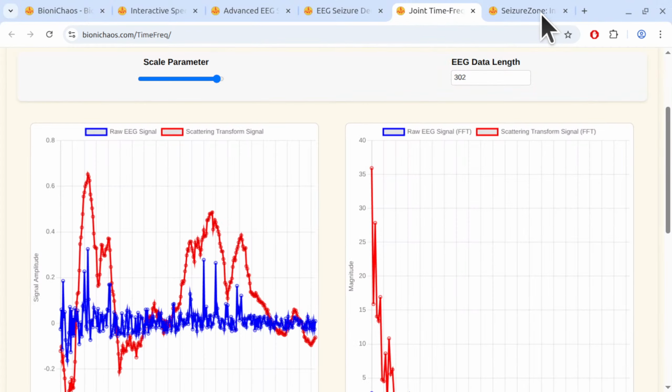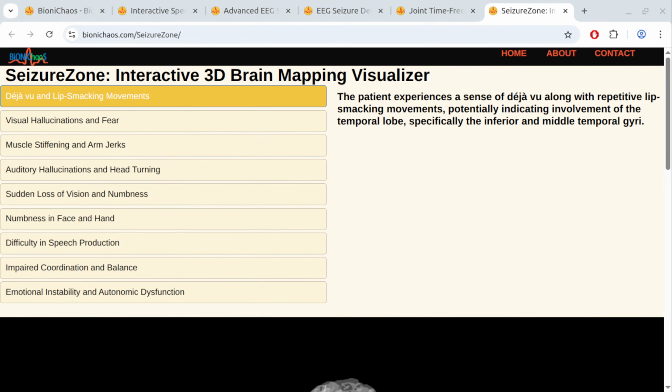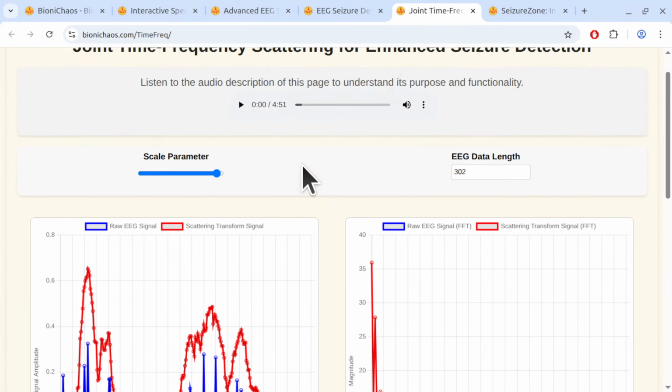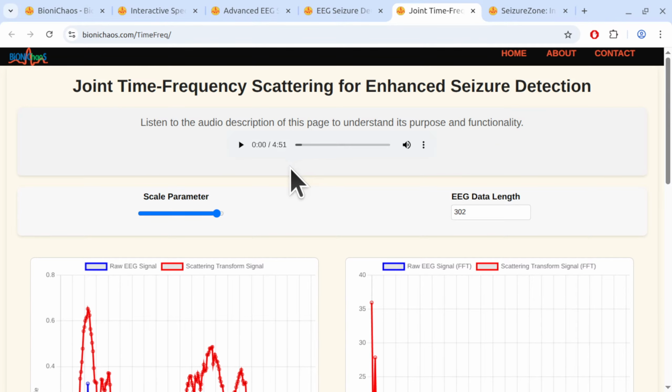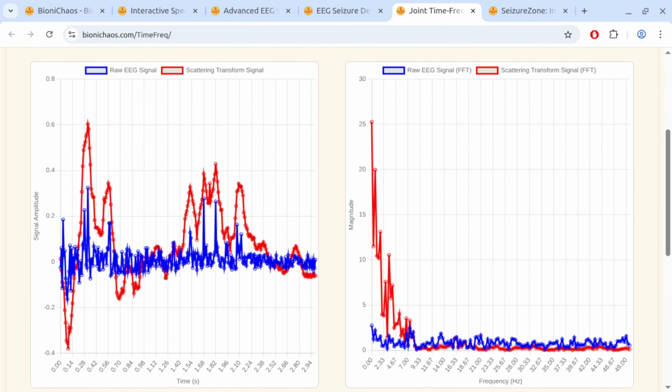So yeah, what did we cover? We covered these four tools. This interactive 3D brain mapping for epilepsy, the joint time frequency scattering. You can test it out. I popped all the links into the chat.